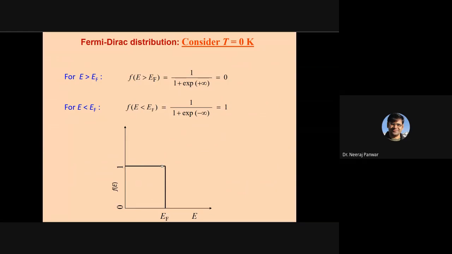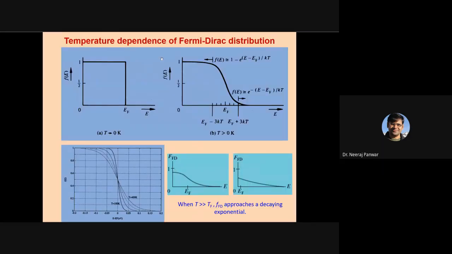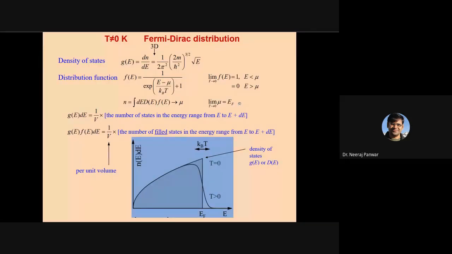And this is the plot of f(E) as a function of energy. At T equal to 0 Kelvin, it is a step function because all the states up to the Fermi level are occupied and all states above it are empty. When we raise the temperature of the metal, the states near the Fermi level will start becoming empty, and states above the Fermi level will start being occupied by electrons.